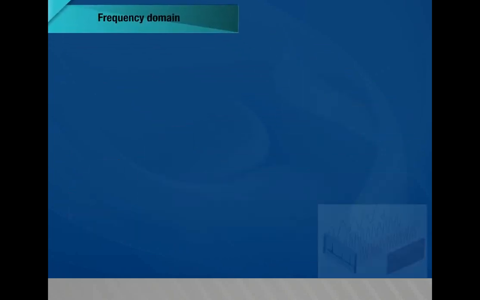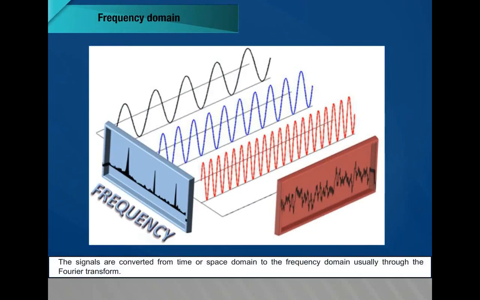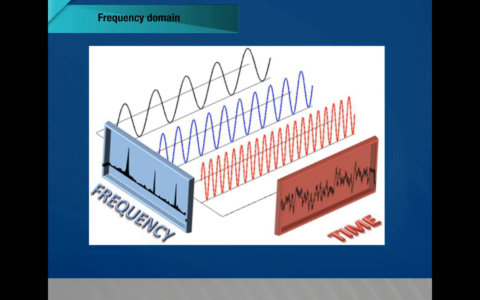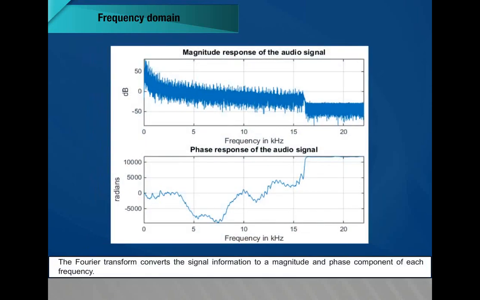Frequency domain. The signals are converted from time or space domain to the frequency domain, usually through the Fourier transform. The Fourier transform converts the signal information to a magnitude and phase component of each frequency.